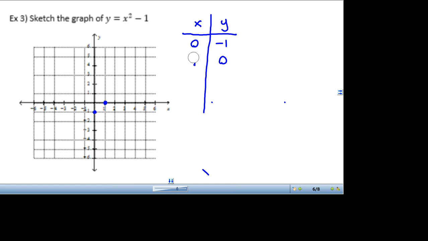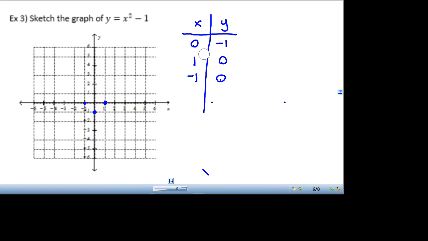Let's try the same thing with its counterpart, negative 1. If I put negative 1, quantity squared minus 1, and it all goes in the parentheses because x is negative 1, so everything goes in. Negative 1 quantity squared, well, that's 1. Minus 1, we already know what that is. That's 0. Boom! Plotting it right there.